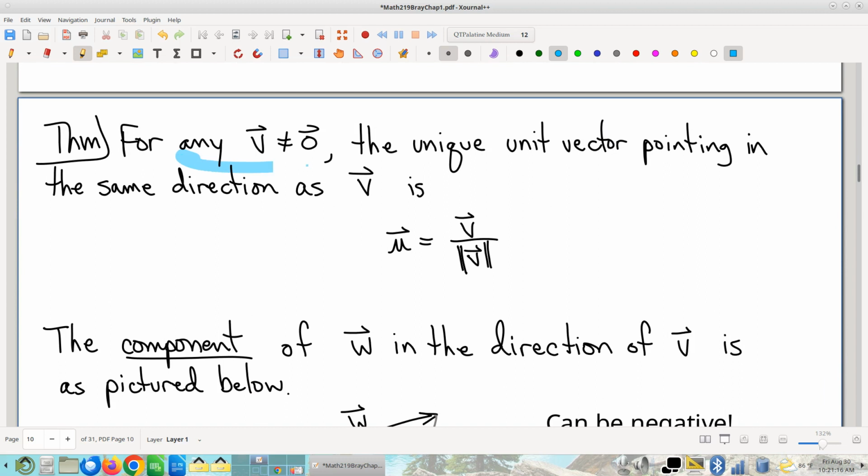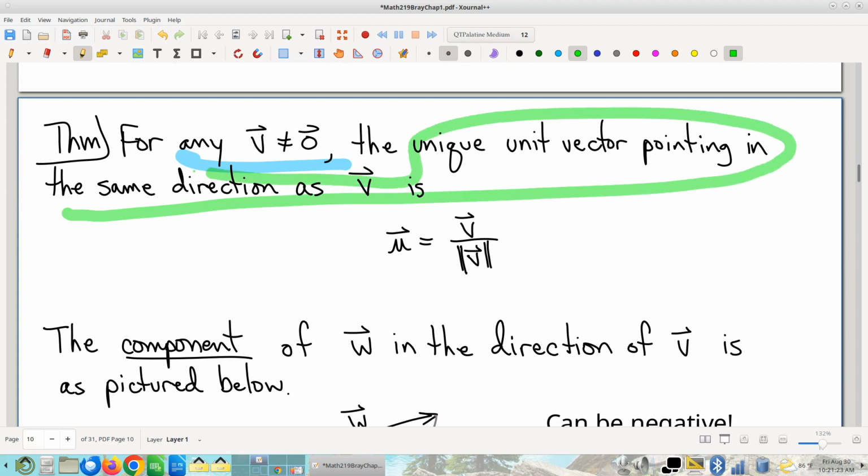All right, so picking up from there, a really quickie theorem. If you have a non-zero vector, and you are interested in the unique unit vector that points in the same direction, and by the way, this comes up a lot. Very often we need to know the unique unit vector pointing in the direction of a given vector. Well, there's the formula. All you have to do is take the original vector you were given and divide by its own magnitude. End of business. It's that easy.